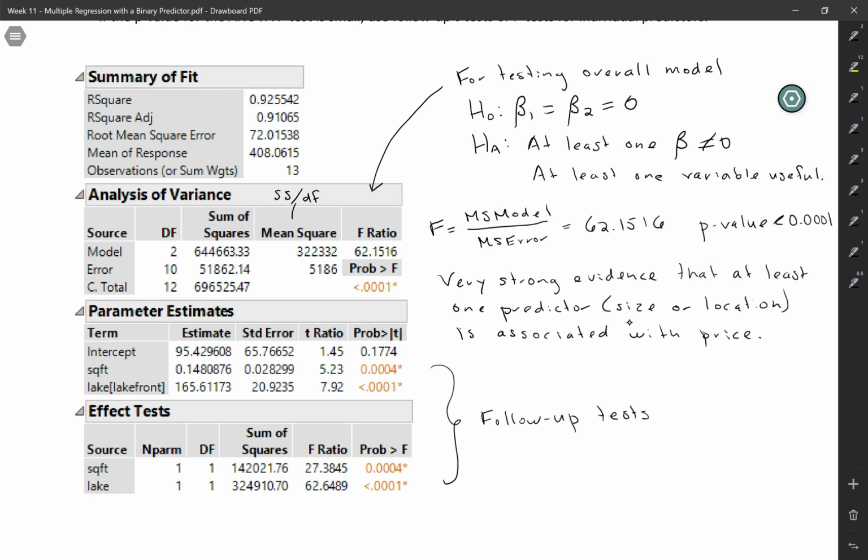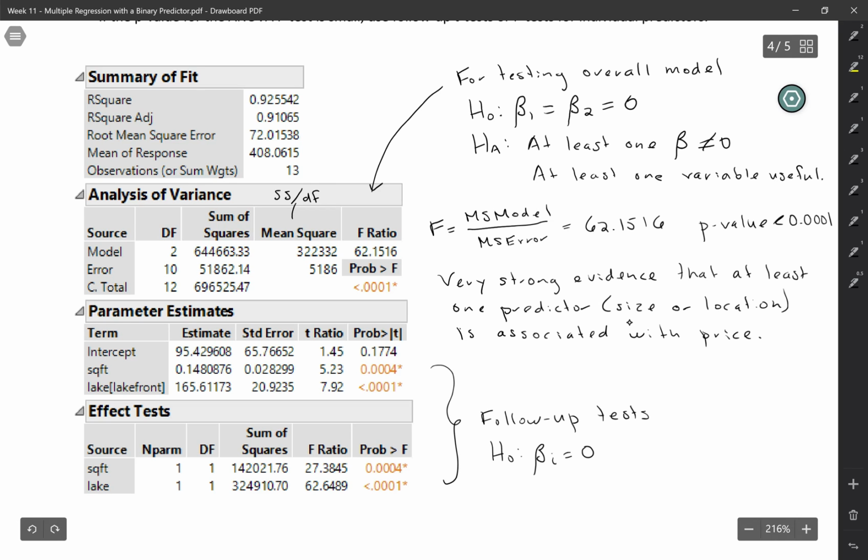And the p-value for size is 0.0004. It's the same regardless of whether you're looking at the t-test or the f-test. So either one of these would be okay. And what these are testing is just one of the predictors at a time. So this would be testing like beta i equals 0.